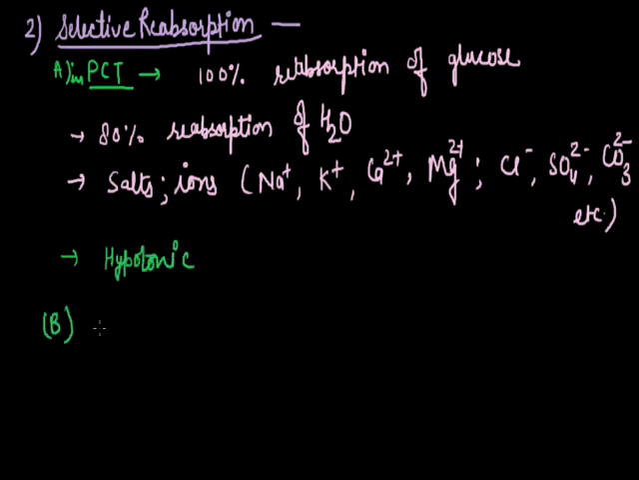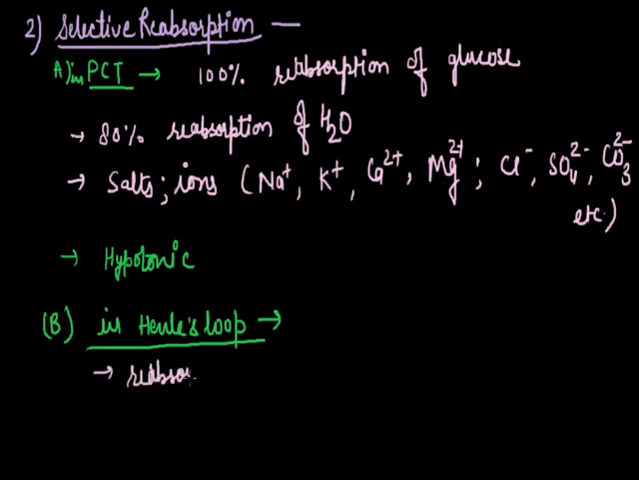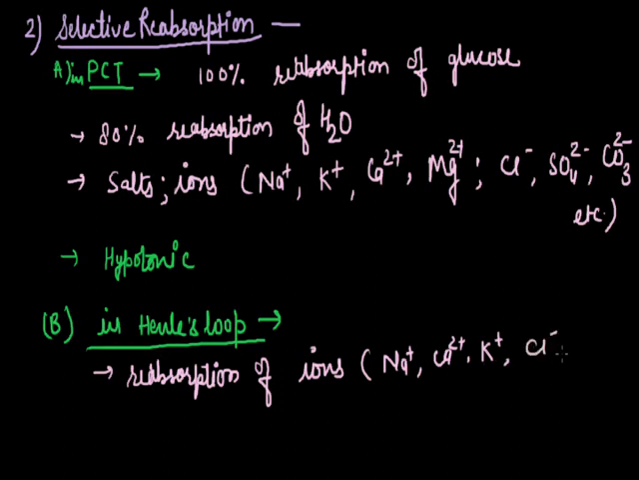Now the next reabsorption is going on in the Henle's loop. This is the U-shaped loop which is formed by the ascending and descending arm. The first arm is descending arm. It is permeable to salts, not for water. So salts are reabsorbed here. It's related with the reabsorption of ions, mainly sodium, potassium, calcium, chloride. And the ascending arm of Henle's loop is responsible to absorb water.